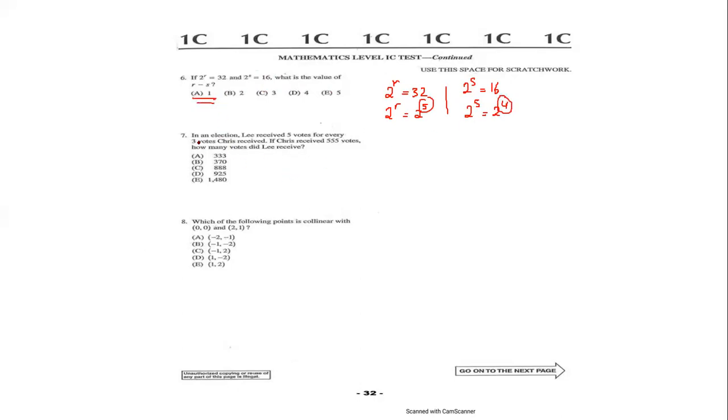Okay. Next question, number 7. In an election, Lee received 5 votes for every 3 votes Chris received. If Chris received 555 votes, how many votes did Lee receive? 5 to 3. Who can answer?